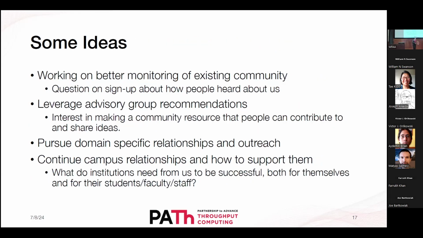We have some things in progress. Hopefully by next week, we'll have a question on our sign-up form about how people heard about us, so we can start gathering that data. We will continue to use the suggestions of our advisory group. They've been very keen on the idea of a community resource that people can contribute to, so I think we want to pursue that. We still have an outstanding action item of pursuing domain-specific relationships and reaching communities that way. And we'll continue to talk to our campus partners and ask, how can we support you? What value do we provide? And how can we expand this effort?